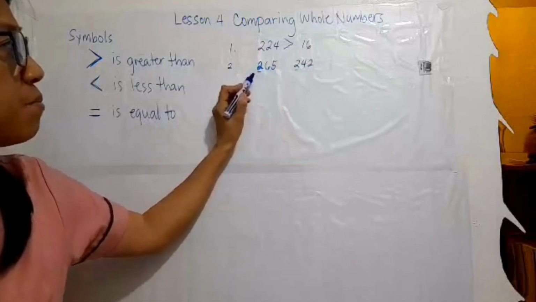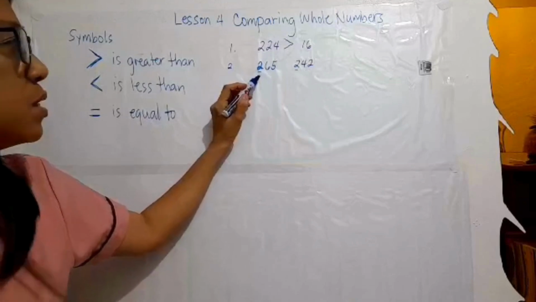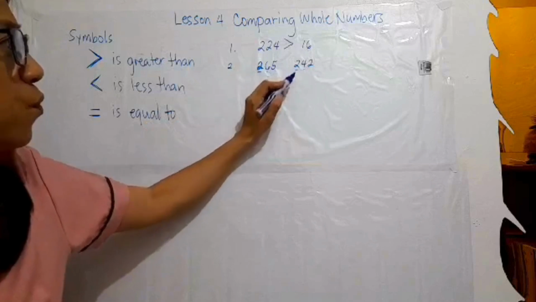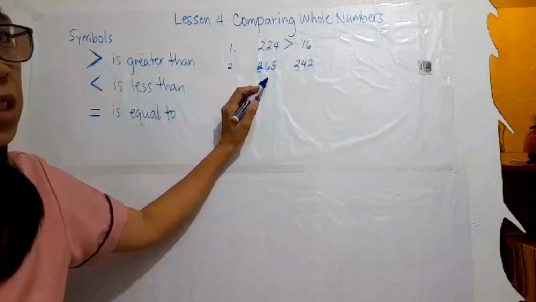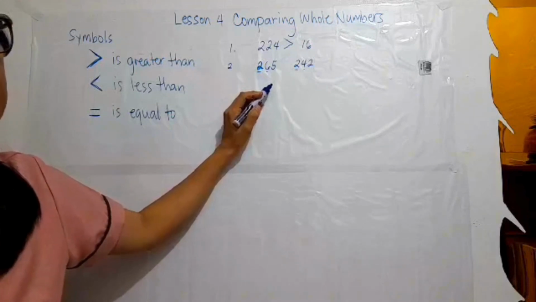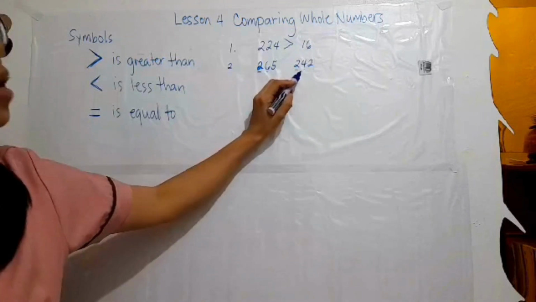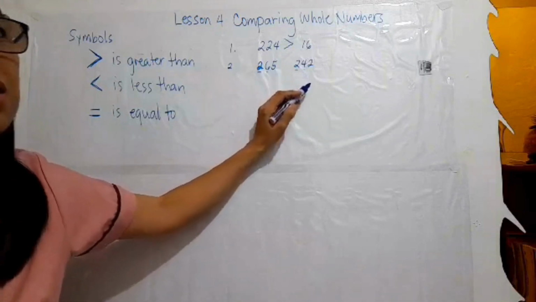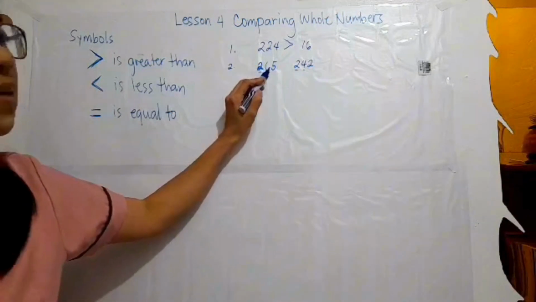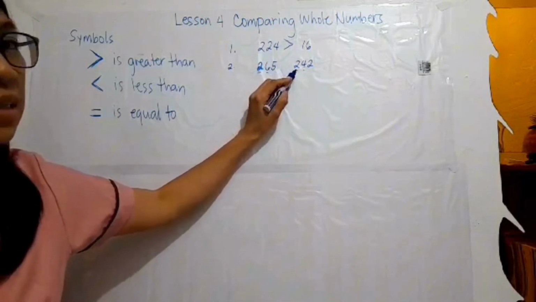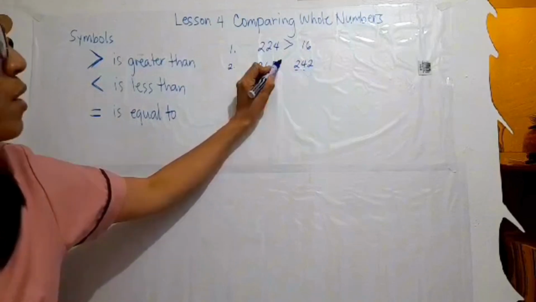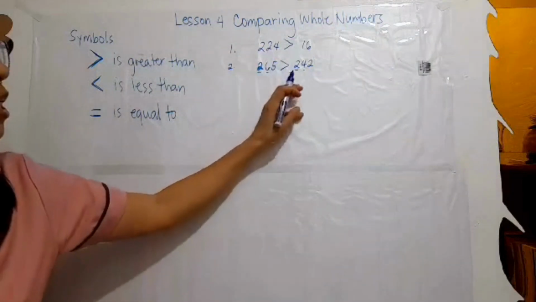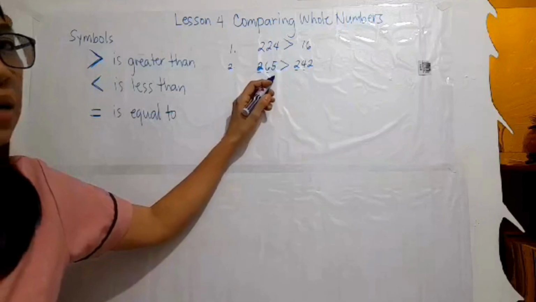If the digits are the same, then you have to proceed to the next digit, and that will be 6 and 4. So you have to identify which between the two digits is bigger or greater. So 6 and 4, we can say that 6 is greater than 4. Therefore, we can say that 265 is greater than 242. We can affix the greater than symbol. Now, this expression can be read as 265 is greater than 242.